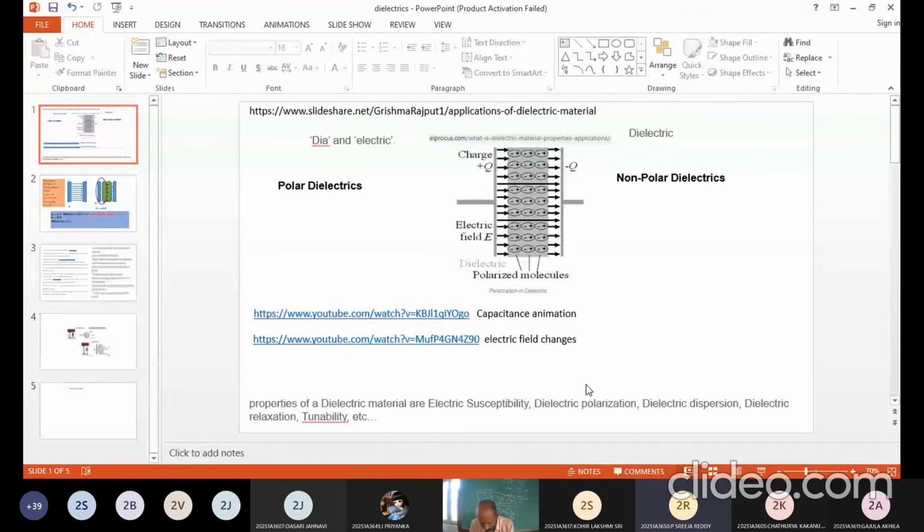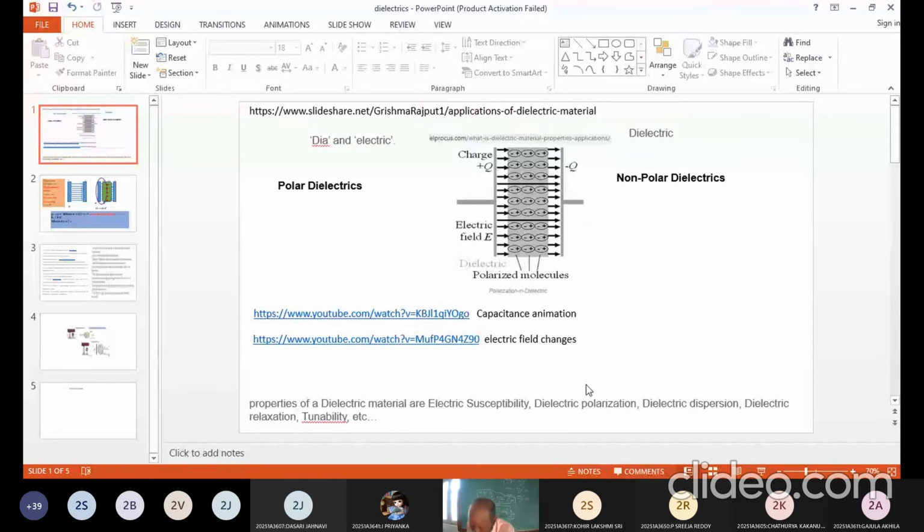Negative charges moving towards positive, opposite of the external field. Okay, good. Polarization implies separation of the charges.